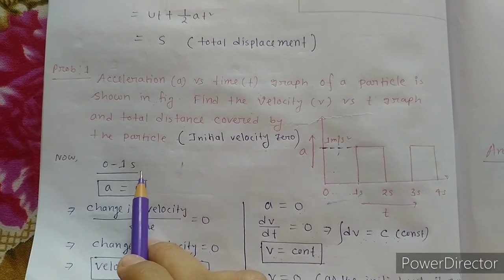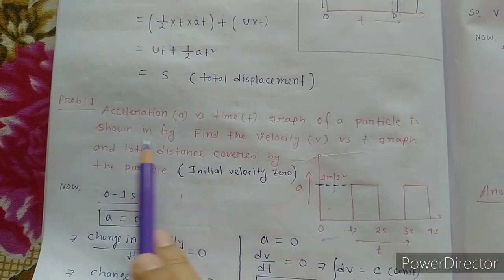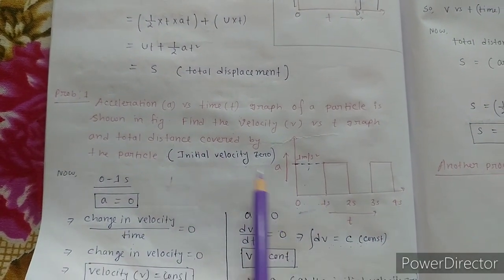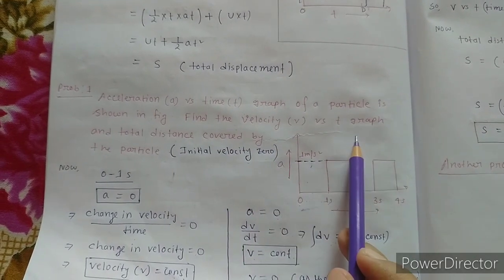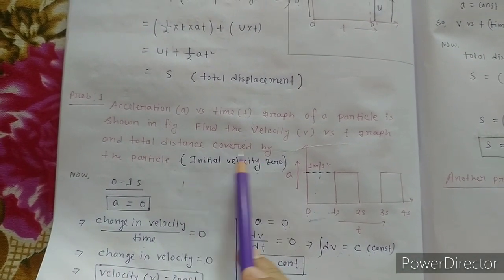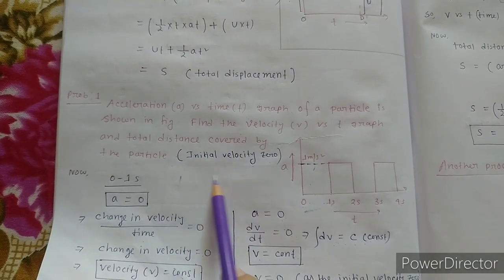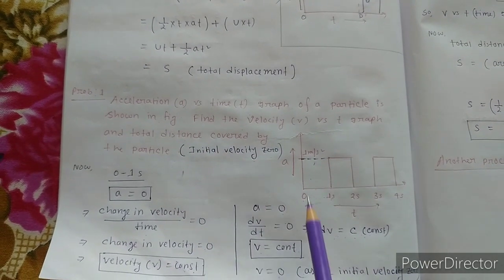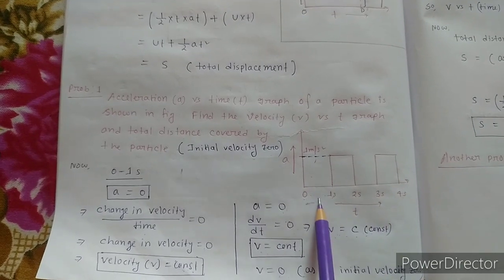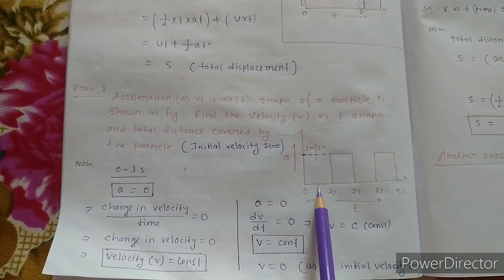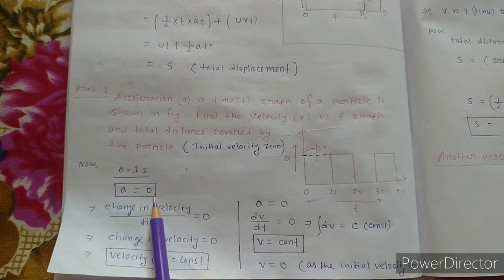Now we discuss a problem. Problem 1. The acceleration versus time graph of a particle is given. Now find the velocity versus time graph and the total distance covered by the particle. It is given that the initial velocity of the particle is 0. Now from the figure we can see in between 0 to 1 second the acceleration of the particle is 0. So a equals 0.